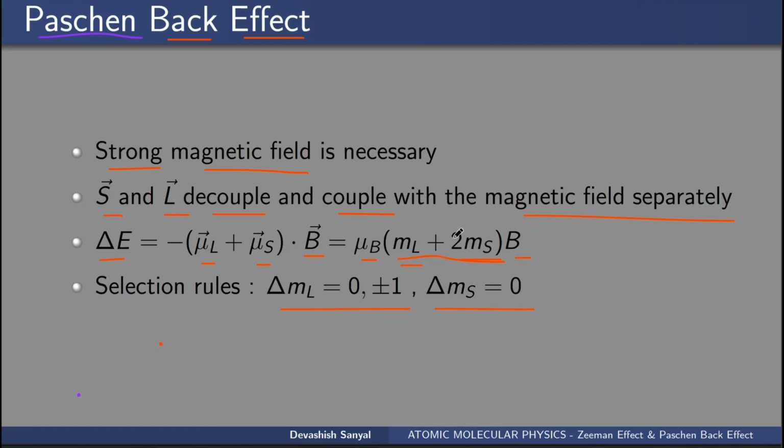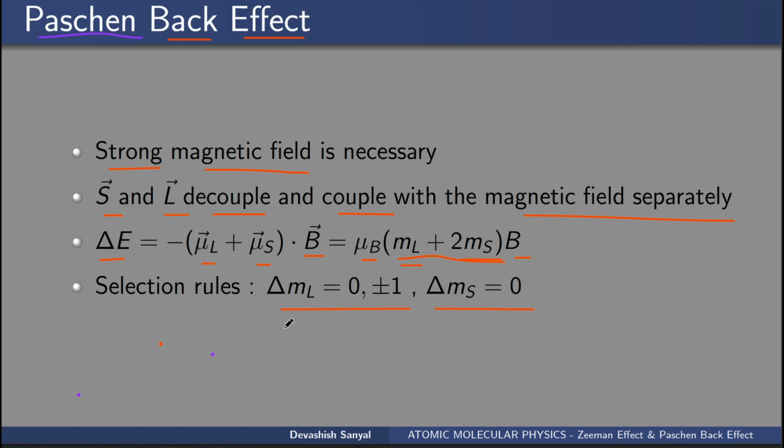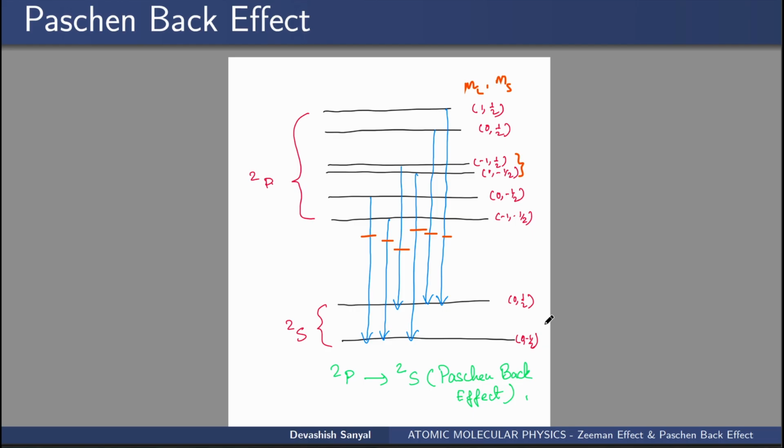Just remember the transition or selection rules: delta ml should be 0 and plus minus 1, and delta ms should be 0. So this is the Paschen Back effect.